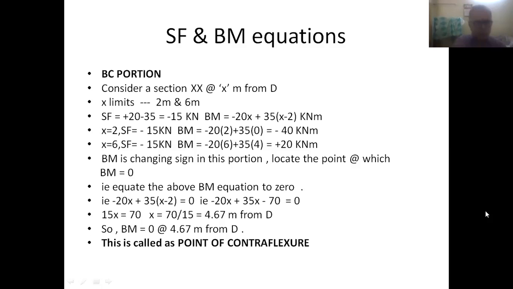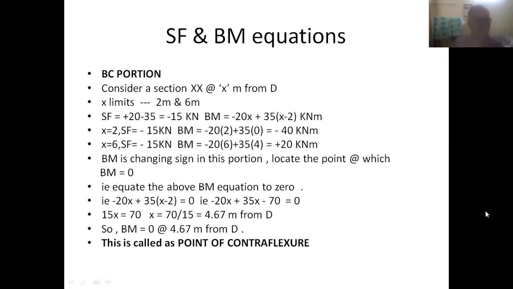So friends, using this information, we have to prepare SF and BM equations. For preparing these equations, we have to consider all the forces acting at the right hand side of the section. These are the forces which we come across at the right hand side of this section taken in the BC portion. So 20 is acting in downward direction, so we put plus 20, and 35 is the reaction force at point C, acting in upward direction. A negative symbol has to be allotted for upward forces and a positive symbol for downward forces. So therefore it is written as plus 20 and minus 35. So it will come to minus 15 kilonewtons.